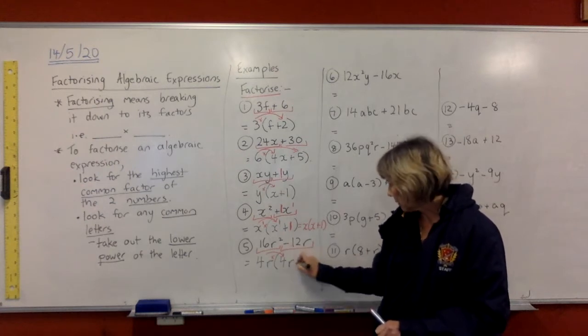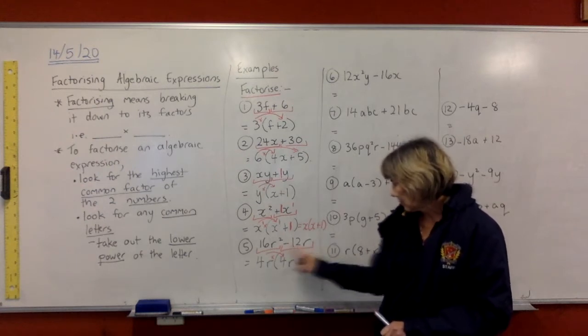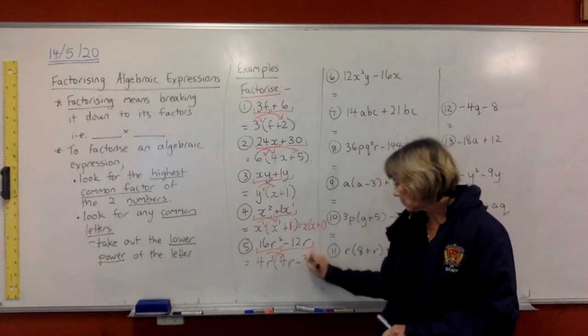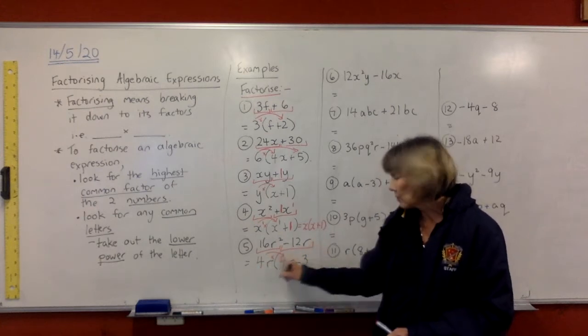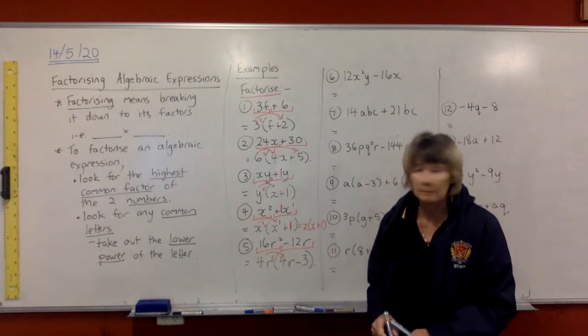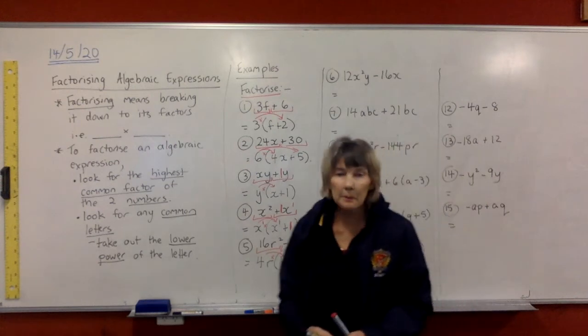The next one, we put our minus down. The 4 is out, so 4 times what gives you 12? This will be a 3. And the R's already outside, so there's nothing left with letters there. Okay, looking at number 6.